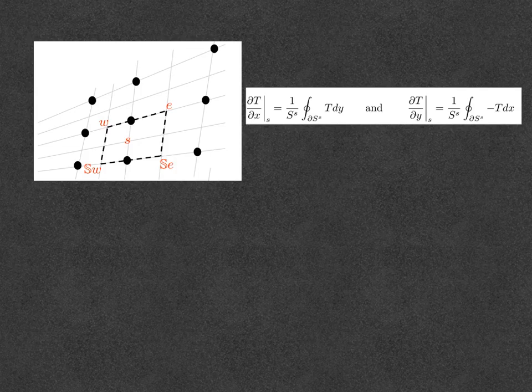Okay, so let's concentrate right now on these two terms that I'm pointing at here, this one and this one. So we have this over the surface, along the surface S, T dy, and here the same thing but T dx.